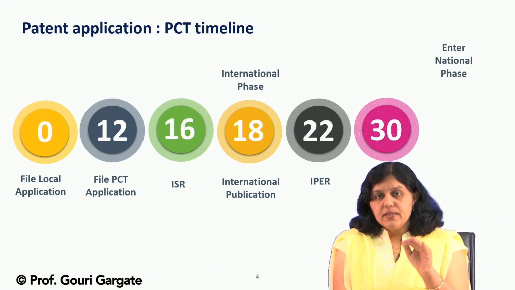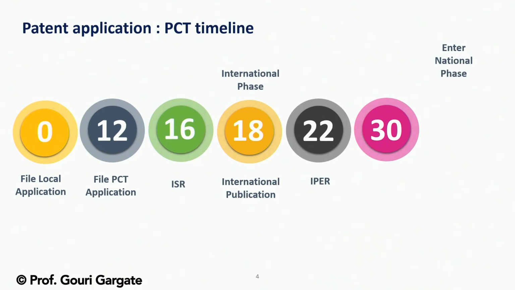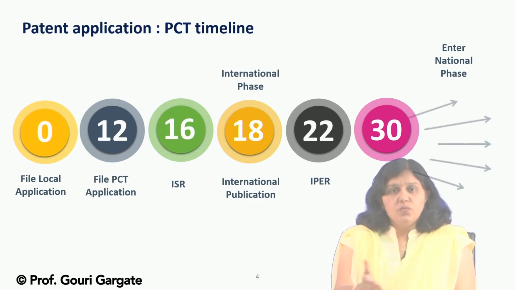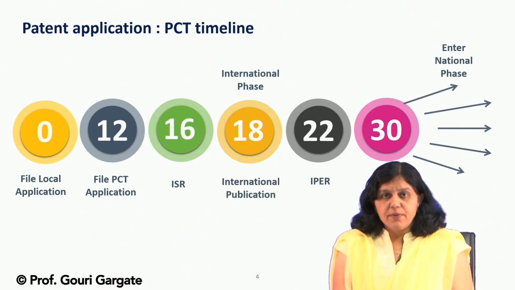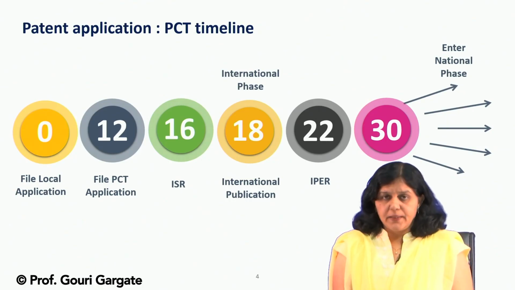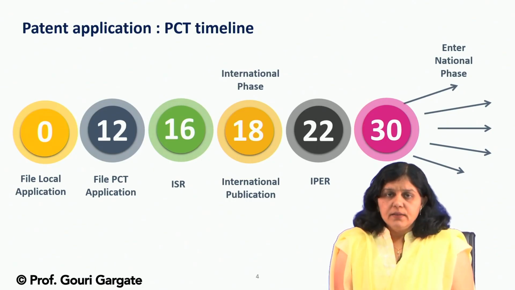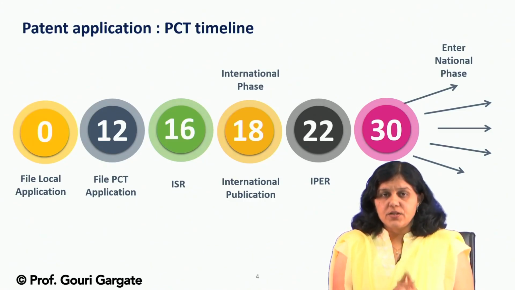So, after 18 months, after publication, the applicant can enter into the national phase, or he or she can wait till the 30th month. If the applicant is not interested in going for the IPER, the additional examination report, they can enter the national phase after 18 months, or within 30 months. So, it depends on the applicant when he or she wants to enter the national phase.